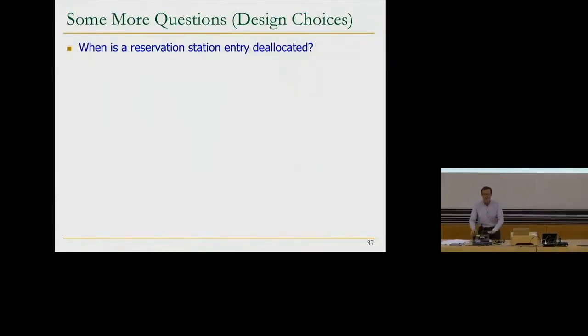And that's actually what makes this design extremely exciting, right? When do you deallocate a reservation station, for example? That's a question. Do you deallocate it right after execution? That's probably a good idea because you don't really need to hold on to reservation stations after you're done with them, right? But different machines make different choices, actually.